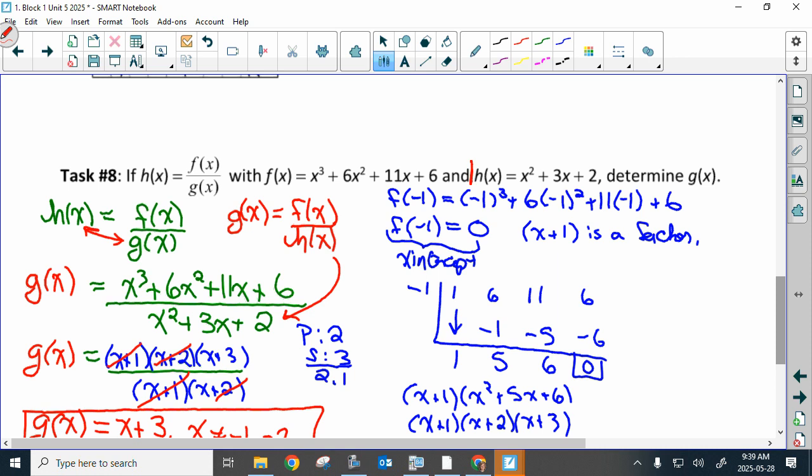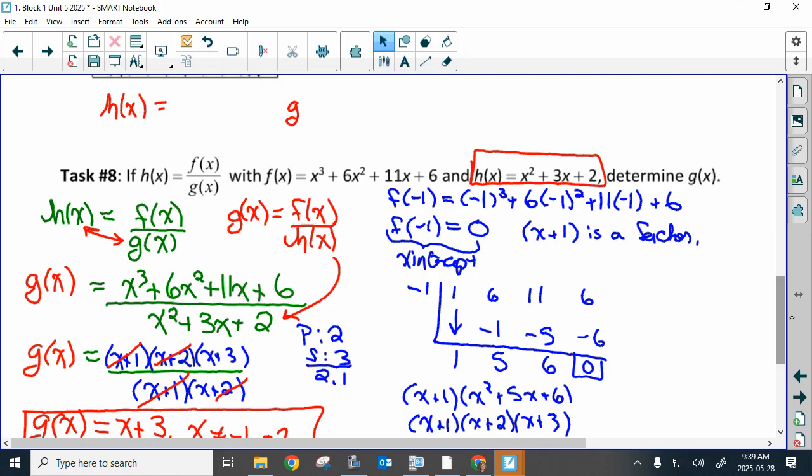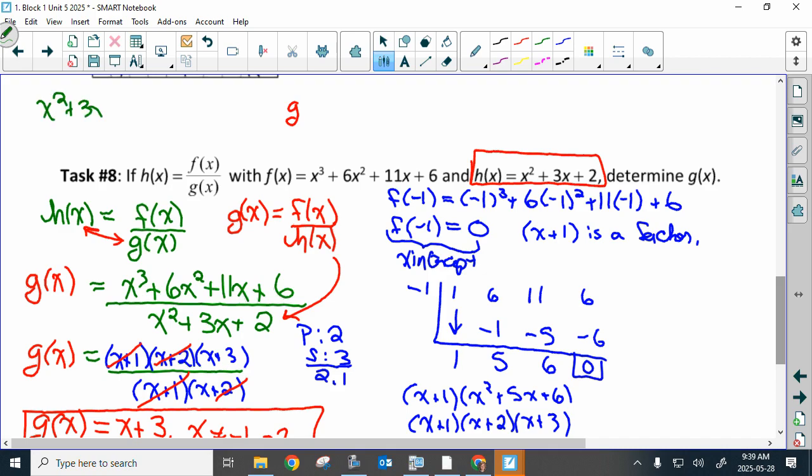This was h of x. So x squared plus 2. So, hold on. If you wanted to do this, I would isolate for g of x first, if that's what I'm looking for. But you're saying x squared plus 3x plus 2 is equal to x cubed plus 6x squared plus 11x plus 6.